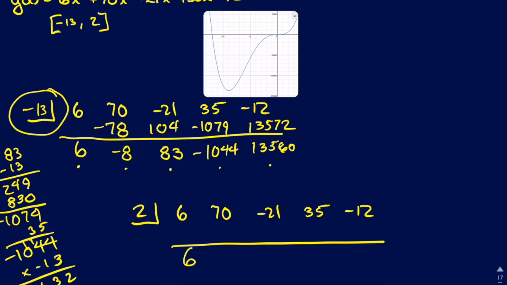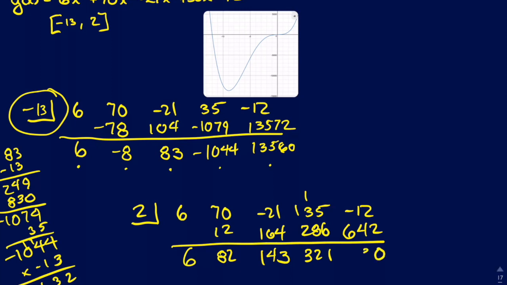Okay, 6 comes down, multiply by 2, we get 12. Add that to 70, we get 82. Multiply by 2, I get 164. And add that to negative 21, I get 143. And multiply that by 2, that's 286. And add that to 35, 321. Times 2, 642. And subtract 12, I get 630. And look at this. These are all positive numbers. That means this is an upper bound.